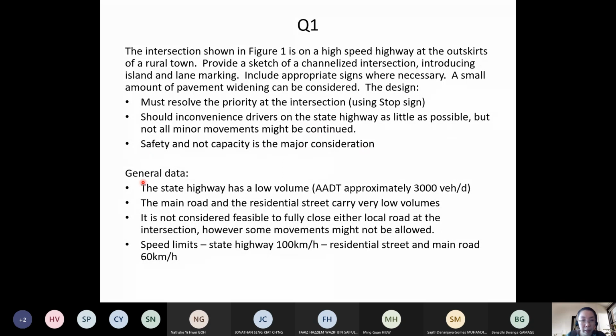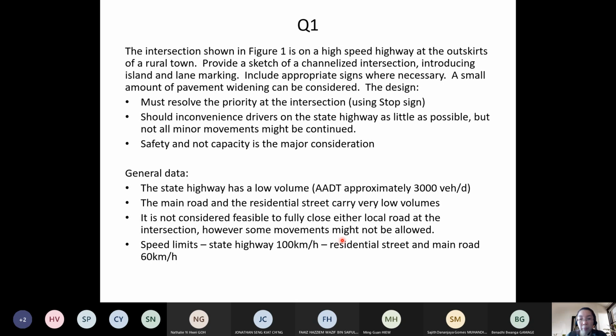Okay, so the general data given: the state highway has a low volume, where the AADT is approximately 3,000 vehicles per day. Per day means over 24 hours. So with 3,000 vehicles, that is really low. The main road and residential street carry very low volumes, and it is not considered feasible to fully close either local road at the intersection.